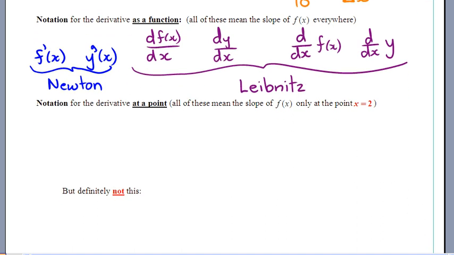Now, the day before this one, we talked about derivatives at a point, like, for example, at x equals 2. So how do you write that down? Well, two different options depending on whether you're Newton or Leibniz. If you're Newton, he would say, I would just write that like this, f prime at 2, or maybe y prime at 2. And that's great. That tells you to go and find the exact slope at 2. Leibniz notation is not as nice.